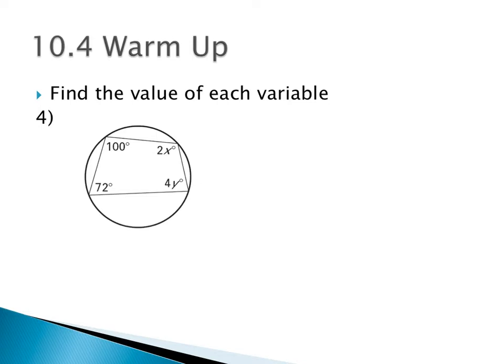Okay, number 4 is a quadrilateral inscribed in a circle. And what do we know about the angles inside if it's a quadrilateral? Opposite angles are equal to 180. Good. Opposite or supplementary or add up to 180. So I can say that 2x plus 72 equals 180. 2x would equal 108. And x equals 54.